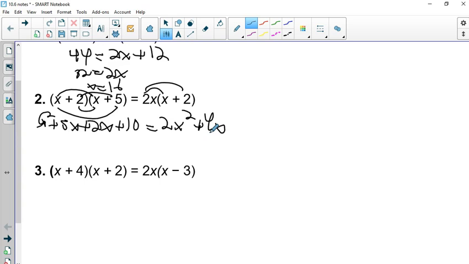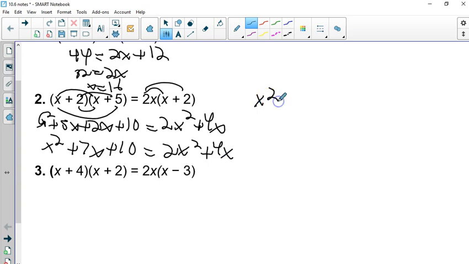So we're going to simplify the left side. X squared plus 7x plus 10 equals 2x squared plus 4x. Now we need to get everything on the same side. So actually I'm going to move everything to the right to keep my x squared positive. So I'm going to subtract x squared, which gives me x squared. I'm going to subtract 7x. And I'm going to subtract 10.